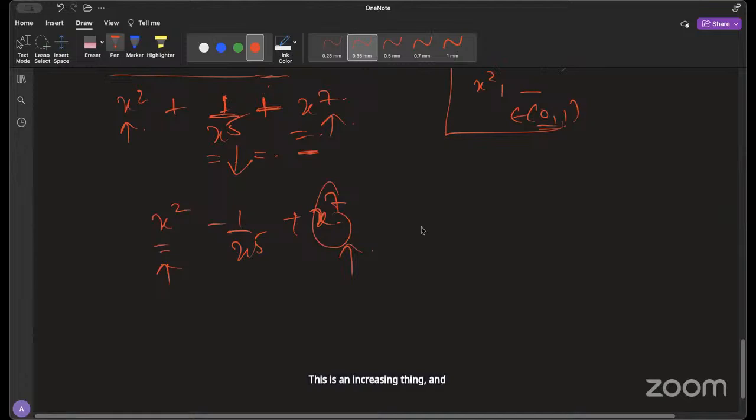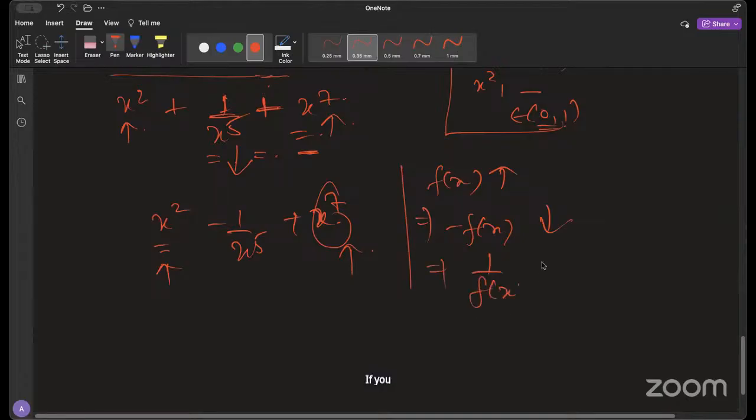If you have a function and it's increasing, and if you put a negative sign in front of it, it becomes decreasing, right? And if you take the reciprocal of it, it's still decreasing. And if you do both of them together, then it's still increasing, right? Yes, ma'am. This is still increasing.